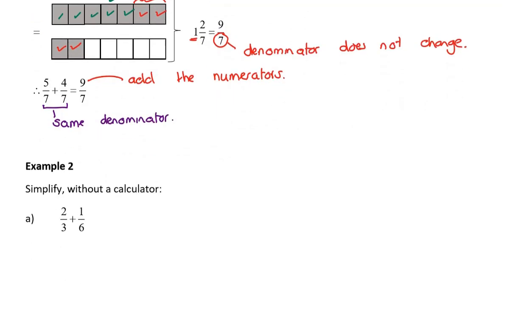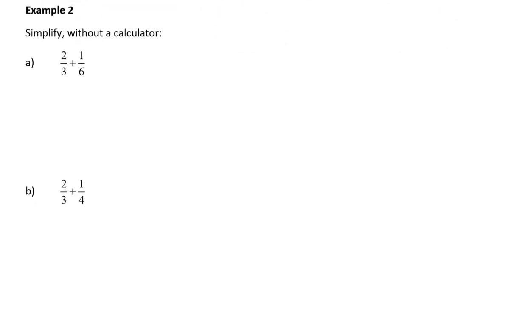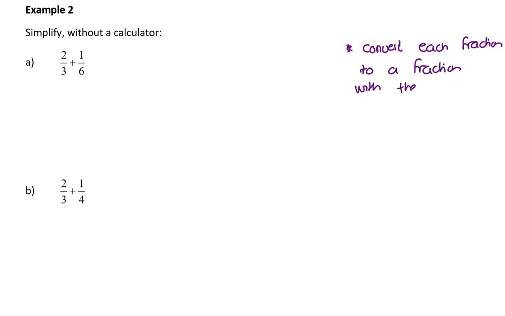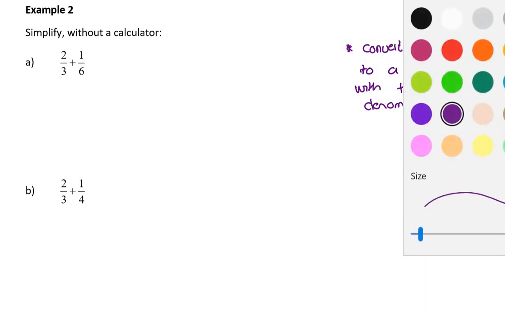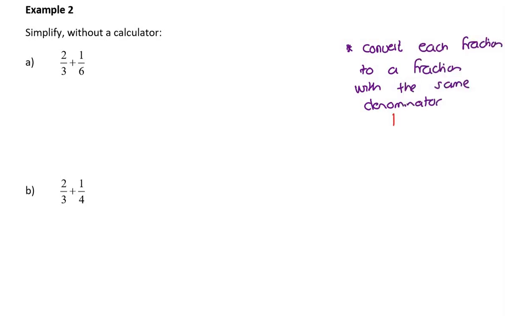In our next example, what happens if they're not the same denominator? Now, if they're not the same denominator, our first step is we need to convert each fraction into an equivalent fraction, but with the same denominator. So each of these fractions, we need to convert each fraction to a fraction with the same denominator. Now, it must be an equivalent fraction, because I don't want to change the meaning of the question. So if I have a look at this step basically means an LCD.